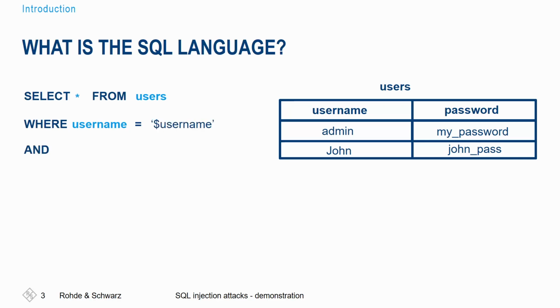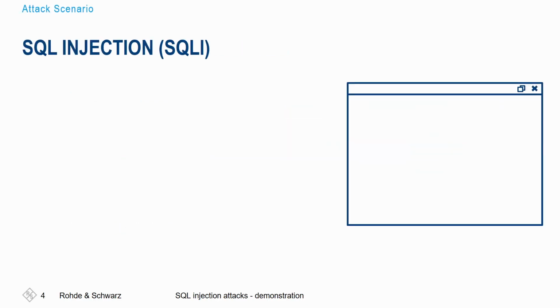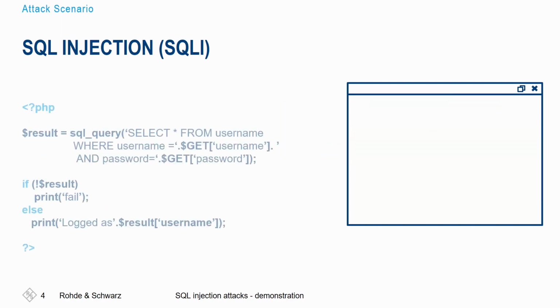The dollar symbol represents a variable in PHP. The server would then have to retrieve these two variables thanks to a form such as this one, and then process them with the following code. However, this is where the problem lies. In this code, the server does not check or sanitize the user input.